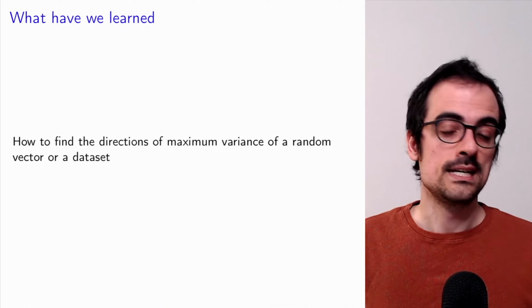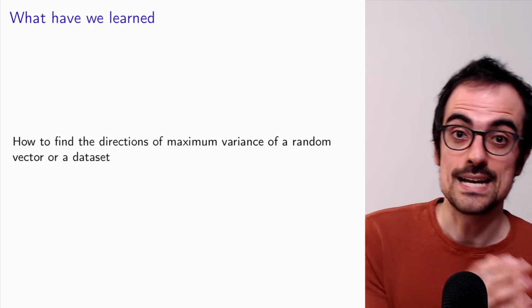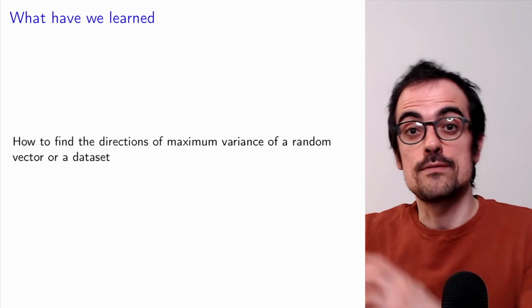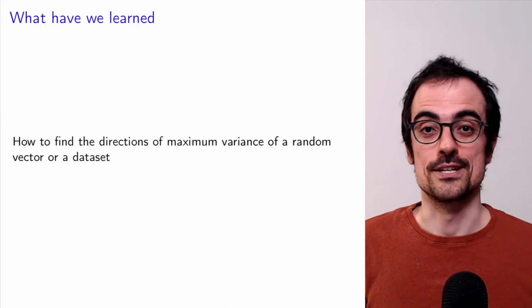And that's it. What have we learned? We have learned how to find the directions of maximum variance of a random vector by computing the eigendecomposition of its covariance matrix, and also of a data set by computing the eigendecomposition of the sample covariance matrix.